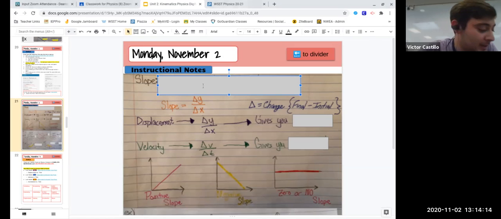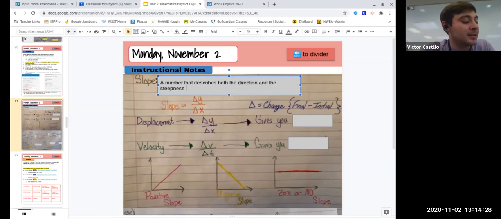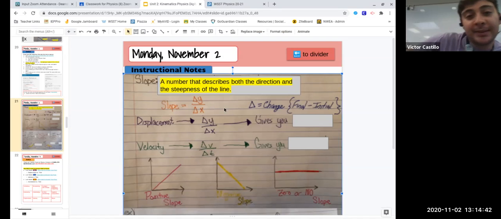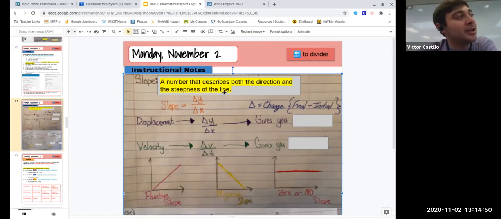So let's start off with the definition of slope, okay? So we're on slide 21. So slope is a number that describes both the direction and the steepness of the line. Okay, I'll make this a little bit bigger so you guys can see them. So a slope is just a number that tells us what direction and how steep the line is. So steep means like the height, like the angle of it. Is it a pretty high angle or is it a pretty low angle? That's what the steepness means, okay?